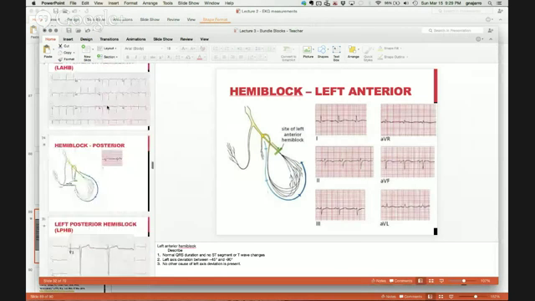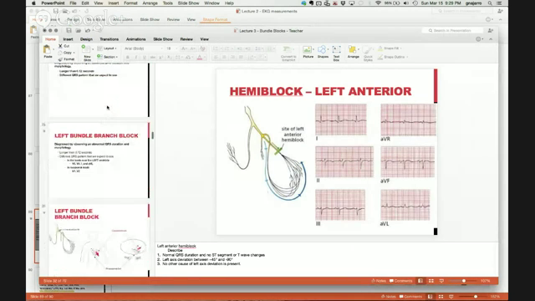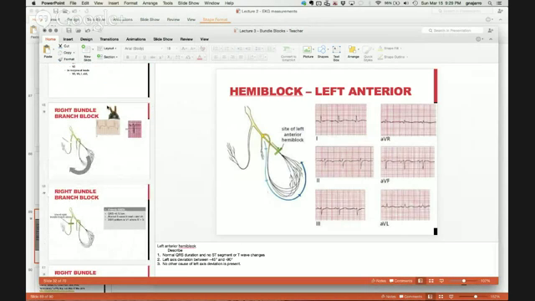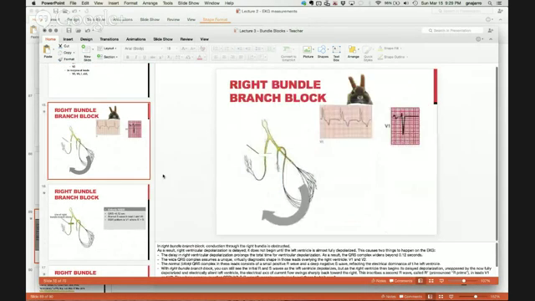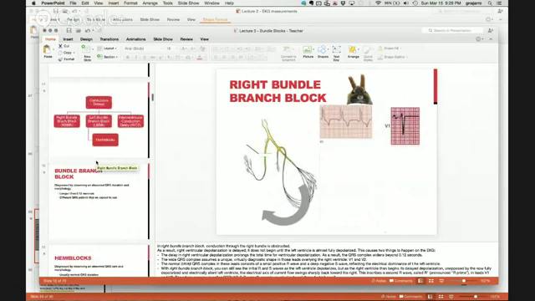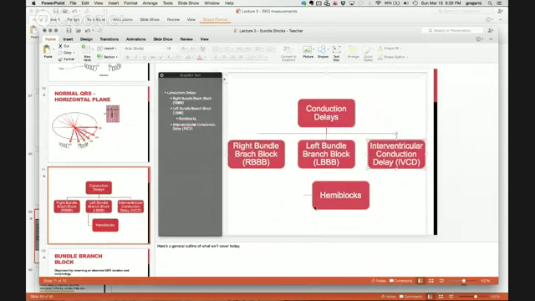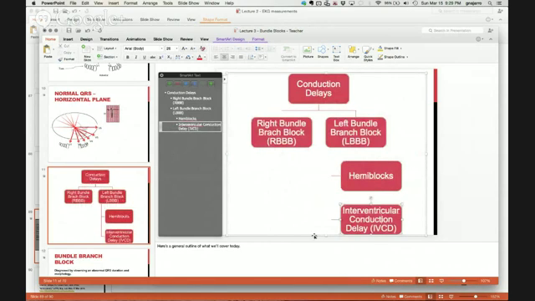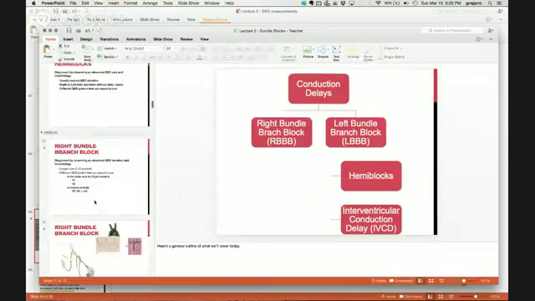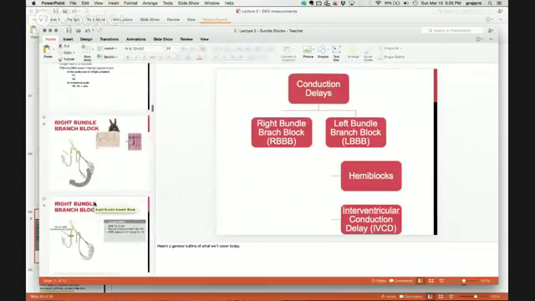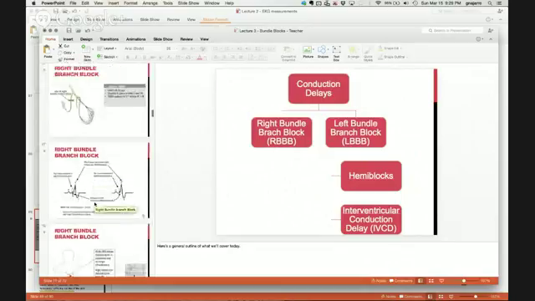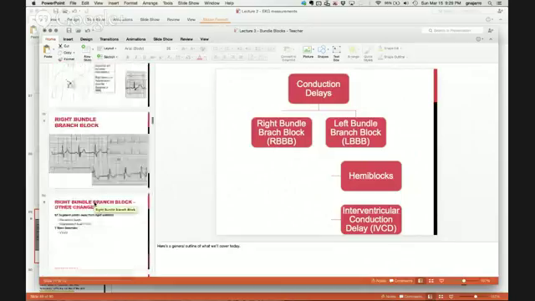So we talked about bundle branch blocks first, because those are the things you should be thinking about first when you see a long QRS. And then we talked about hemiblocks. So really, this probably should be down here. And a subset of also right bundle branch block. We talked about bundle branch blocks first because those are at the top of your differential when you see conduction delay and changes in the QRS.